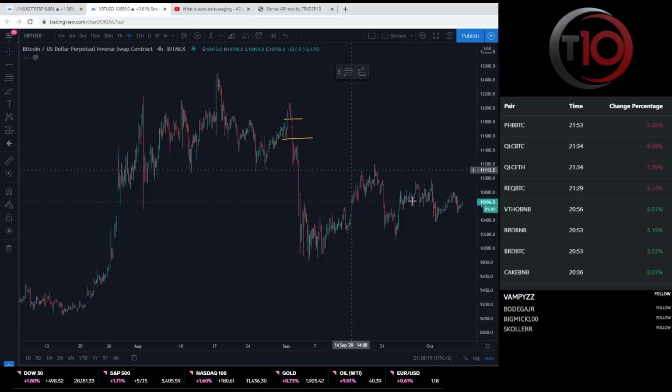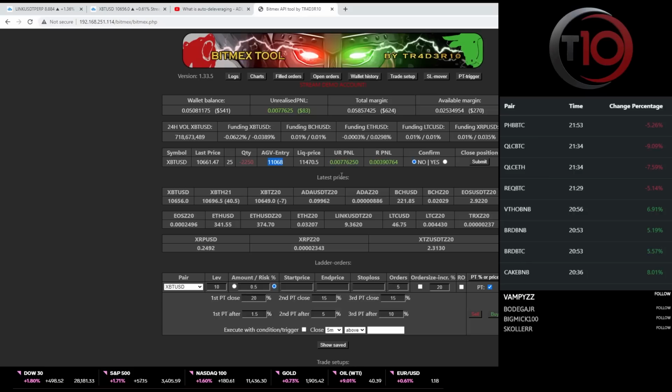To anyone that hasn't seen my tool, I can show a few of the features. I can do that anyway, I guess. So this is my BitMEX tool.